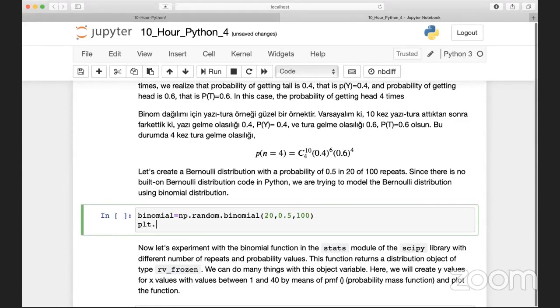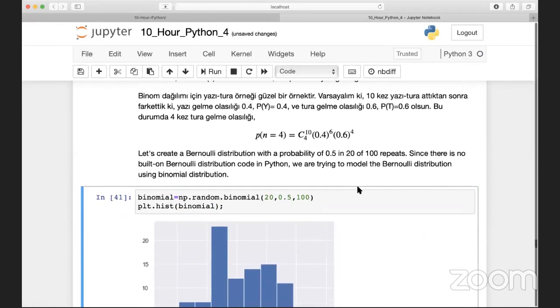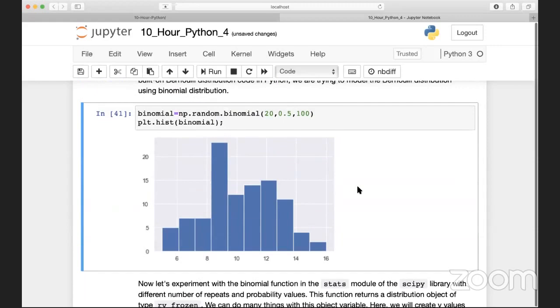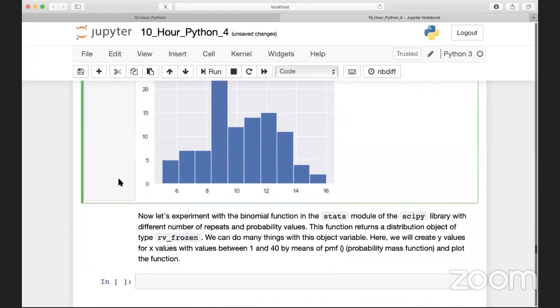All right, plt.hist binomial, and all right, this is what I have. So it isn't normally distributed, as you see. This is binomially distributed. All right, so the main distinction between Bernoulli and binomial is the number of repeated events. If you toss a coin just once, then it's Bernoulli. If you toss a coin more than once, then it is binomial. All right.